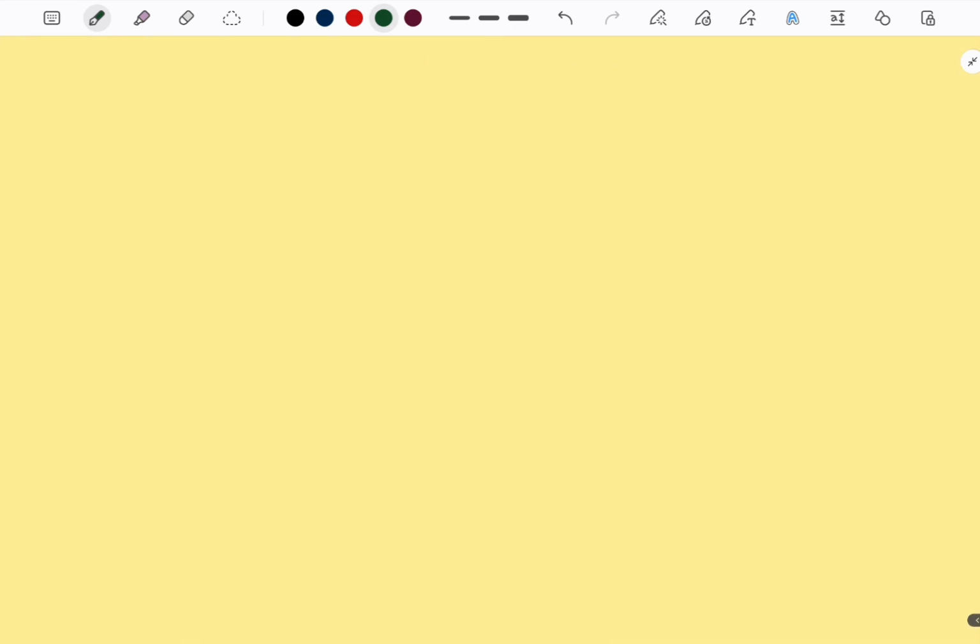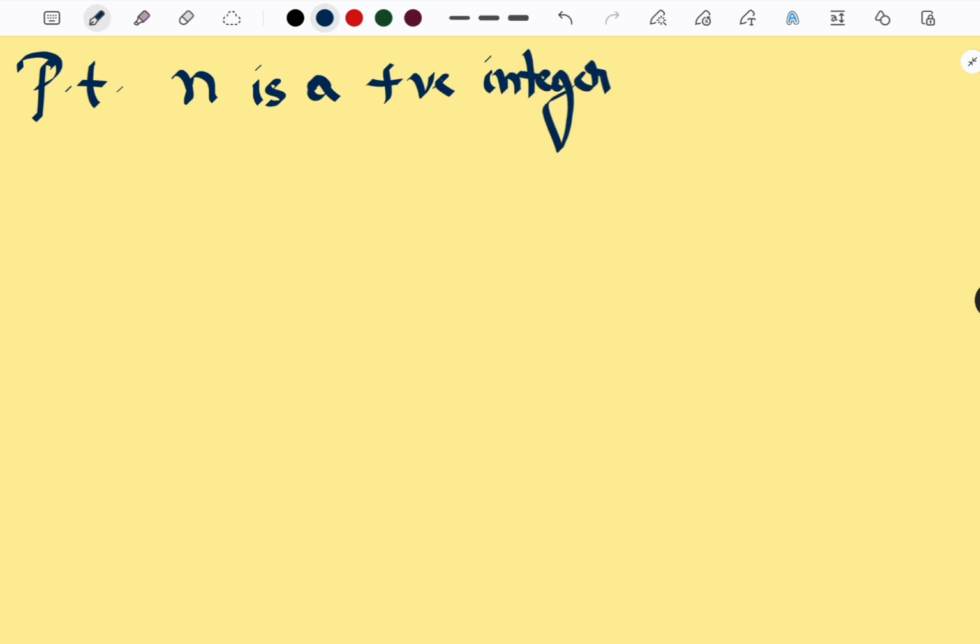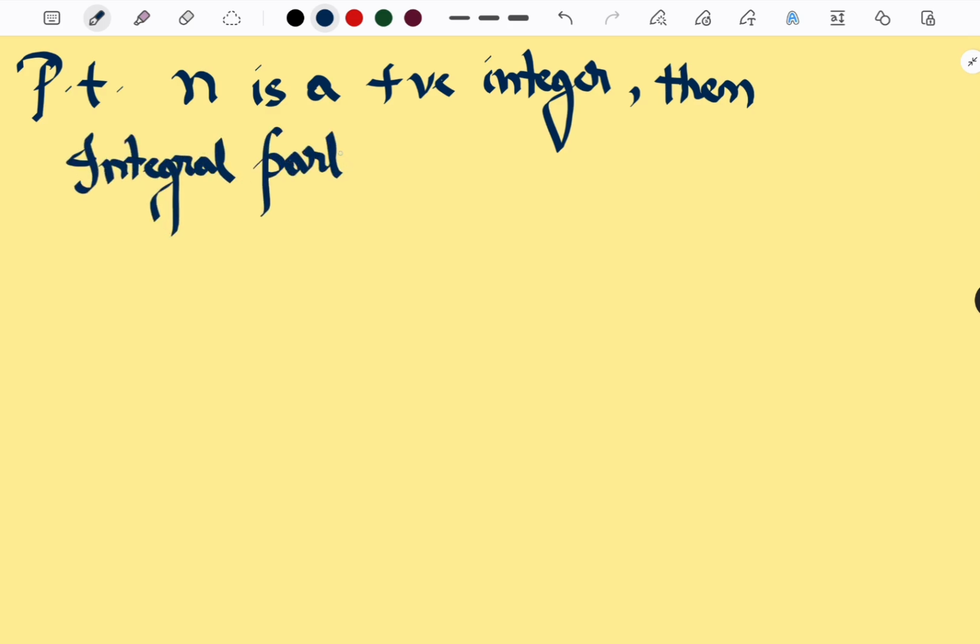So we'll see another question. Let's see, it says prove that if n is a positive integer, then the integral part of (3+√7)^n is an odd integer.